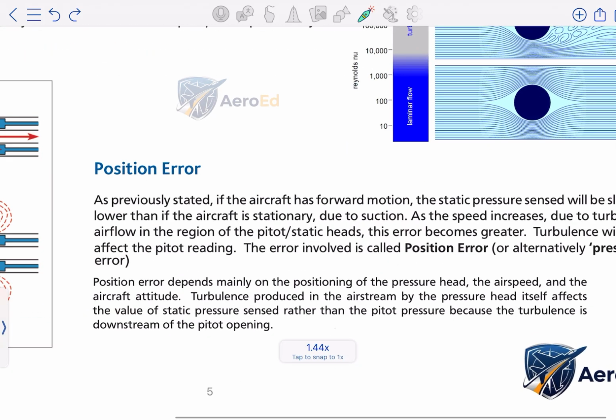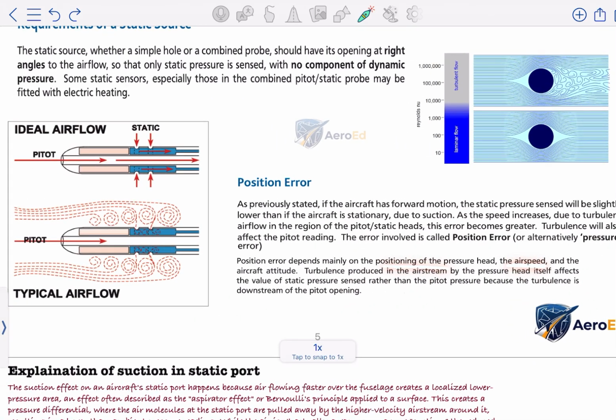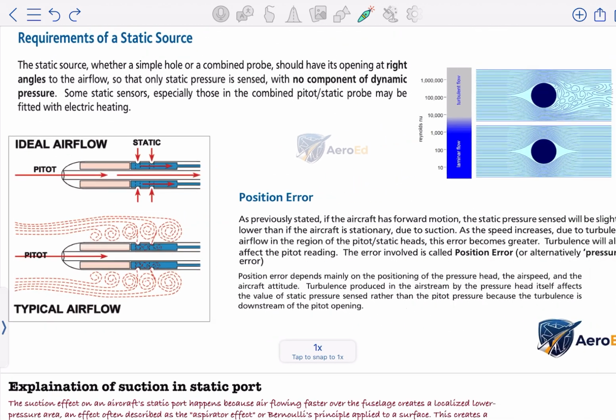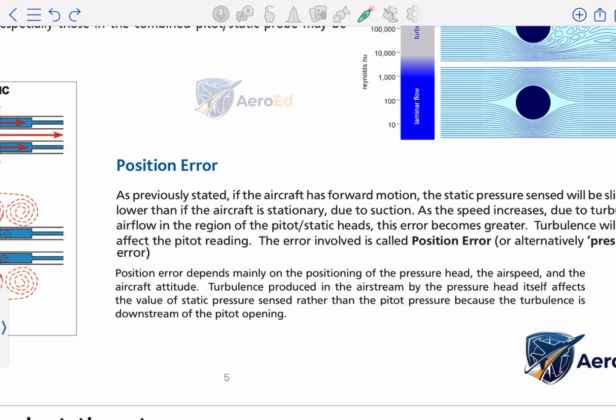Then it is written that it also depends on the airspeed. So if the airspeed changes around the static slots, it causes changes in the pressure differential, right? And which causes more error or less error. So the position error also depends on the airspeed. And lastly, the aircraft's attitude.